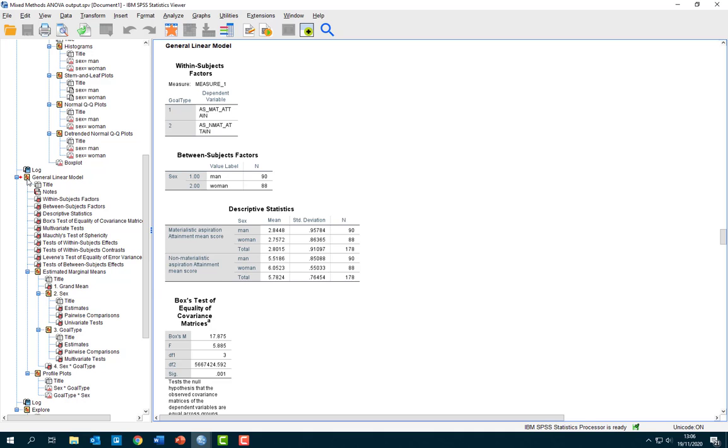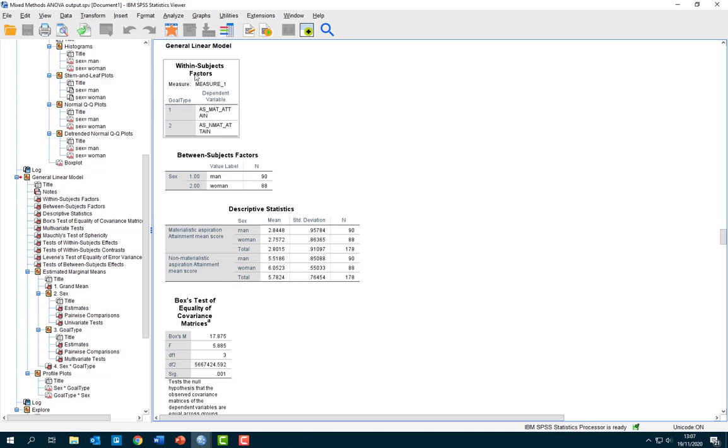Okay, so the thing we're interested in now, we've had a look at all of our assumption checking to start with. So we know that we've got some issues, particularly around the Levene's test of equality of error variances, that we're going to have to adjust for when we're interpreting our output. But the bulk of the output that we're interested in now is under this title, General Linear Model. And we know that ANOVA, regression and MANOVA are all kind of part of this General Linear Model.